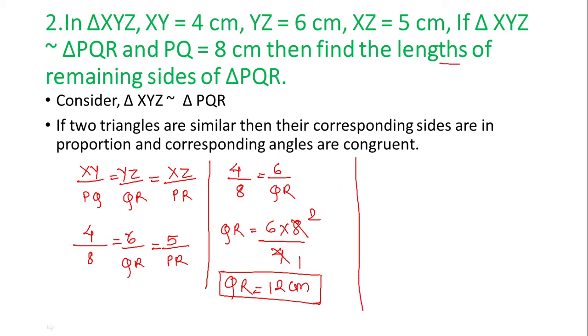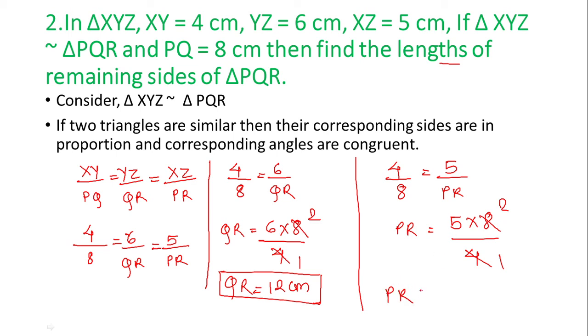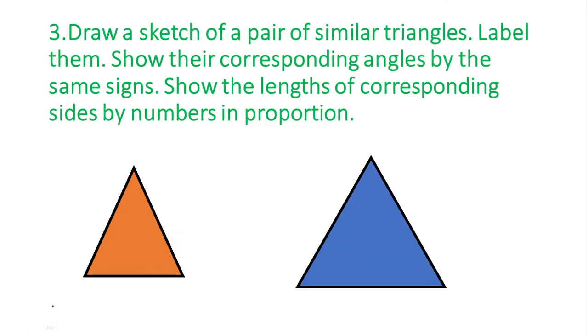Then next, what do we have? Next, take first and last term. This will be 4 upon 8 equals 5 upon PR. Now again, cross multiply. It will be what? 5 into 8 by 4. 4 ones are 4, 4 twos are 8. So PR will be what? 5 twos are 10 centimeter. Okay, so this is PR, which is 10 centimeter. So this was the second example.